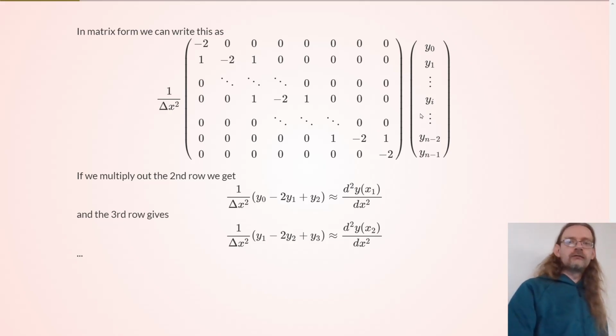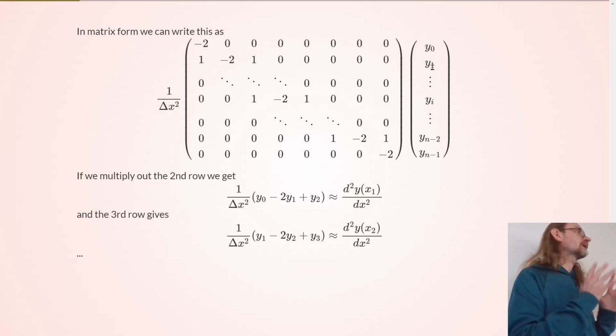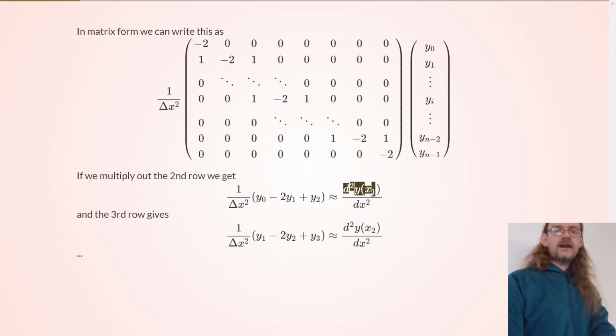So I've got a row vector, a column vector with my unknown y values. So we don't know what y is, that's what we're solving for. We don't know what they are, but if we multiply this out, the second row is approximately this second derivative at the point x1.